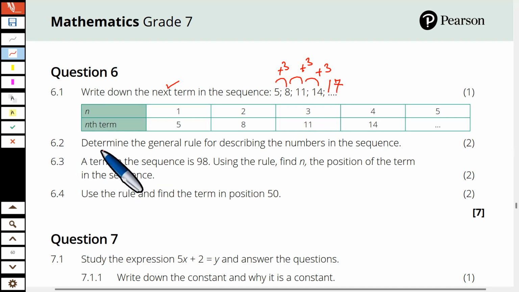I'm giving you 2 minutes because the question is saying determine the general rule. So they're looking for the general rule for describing the numbers in the sequence. I'm giving you exactly 2 minutes to do 6.2, and if you're done, please let me know. We're going to do it together afterwards.